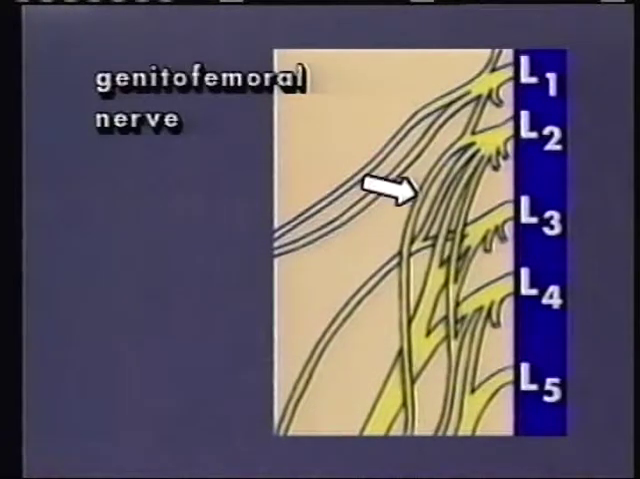Another nerve, the genitofemoral, arises from the ventral rami of L1 and L2. The cutaneous distribution of this nerve is to the scrotum in males and the labia majora in females. It also supplies the skin of the superior part of the anterior thigh. The cremaster muscle in males is innervated by motor fibers of the genitofemoral nerve.